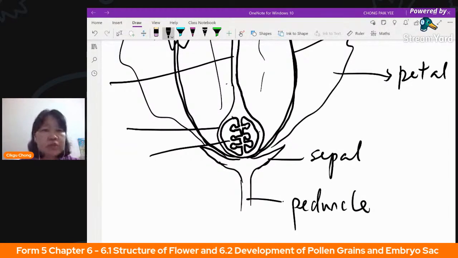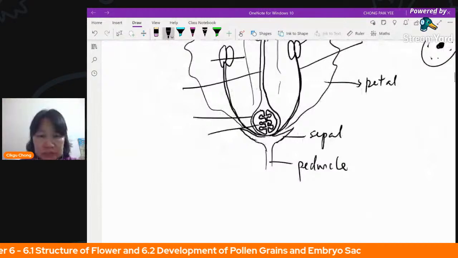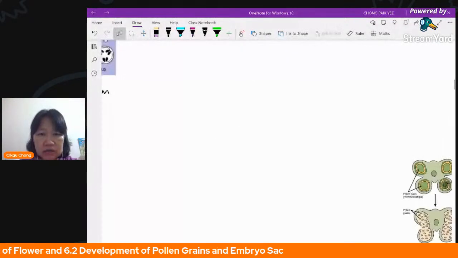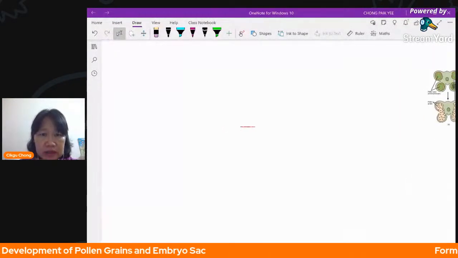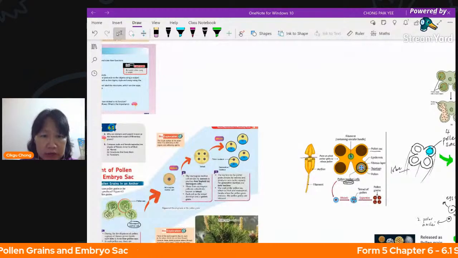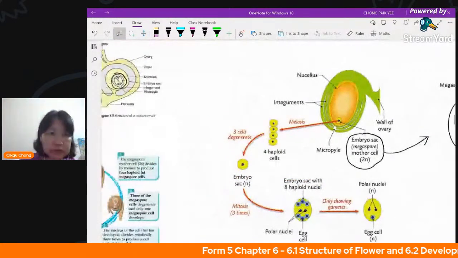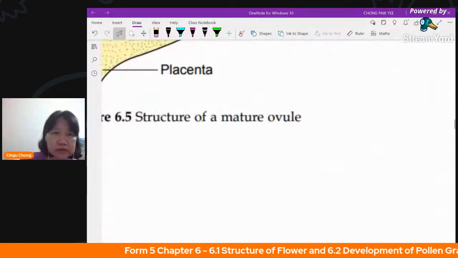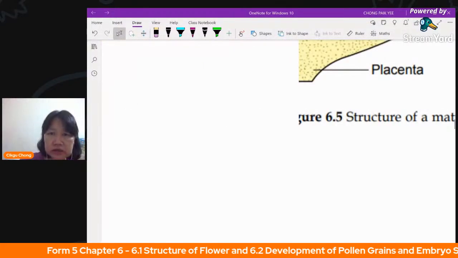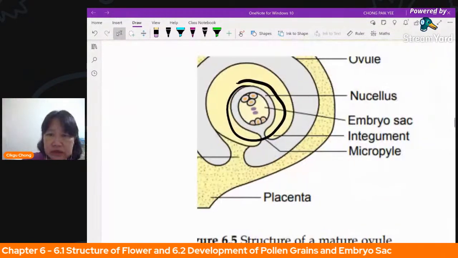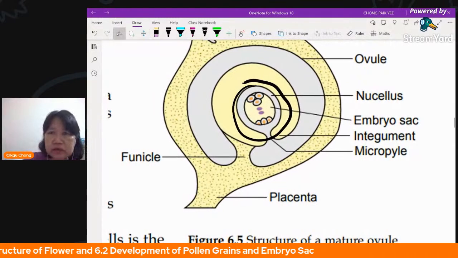But in order to make it simple, we just draw one. So the next picture that you see here is only one. We cannot be drawing so many, it's too complicated. So here you can see there's only one ovule. This whole thing is only one. So here, you're only drawing one ovule.